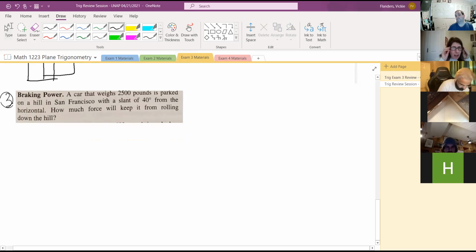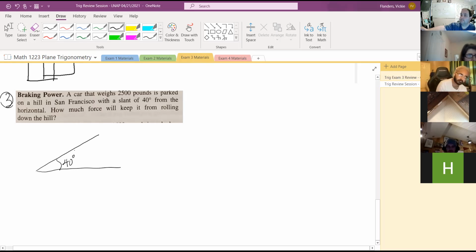A car that weighs 2,500 pounds is parked on a hill in San Francisco with a slant of 40 degrees from the horizontal. How much force will keep it from rolling down the hill? Well, it's not a work problem. Nope. It's really a projection kind of problem. So let's go ahead and draw it. We have this slant, this is 40 degrees here, and we have this car that's 2,500 pounds.